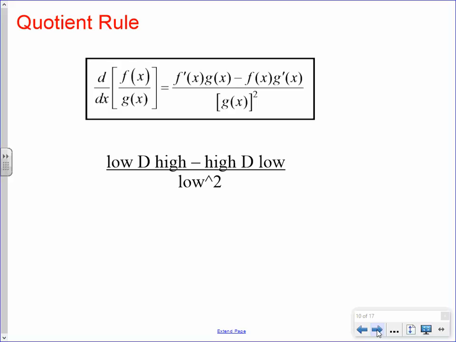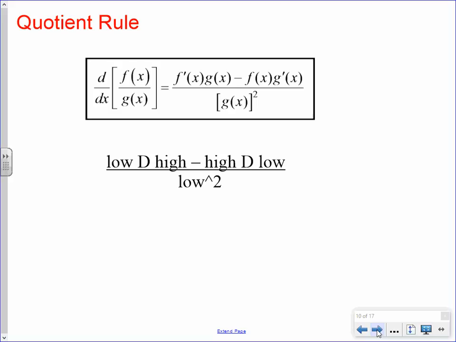Okay, so when we have a function divided by a function, in this case I have modeled f divided by g. Then when we take the derivative of f divided by g, derivative of f times g minus f times derivative of g all over g squared. Okay? The numerator looks like the product rule except there's subtraction, and then our denominator is g squared.